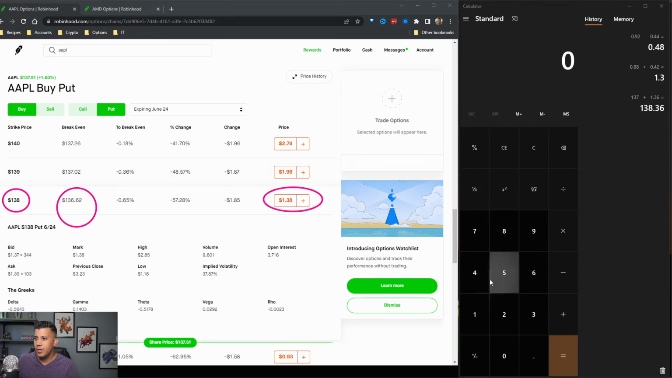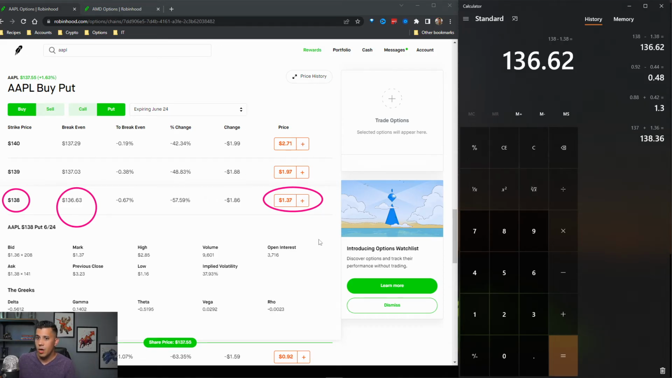Well, basically they took 138, then they subtracted the option's price, which was $1.38. Remember, this is a put, so you're going to want to subtract. If you have a call, you want to add. So we're going to subtract it. It's got 136.62, so about right. The market's live right now, so these prices are changing here. So 136.62 is how you get the break-even price. Now again, these are only the break-even price if you have these shares.